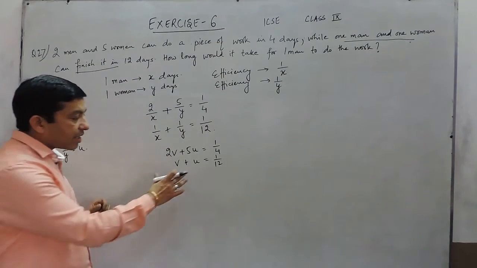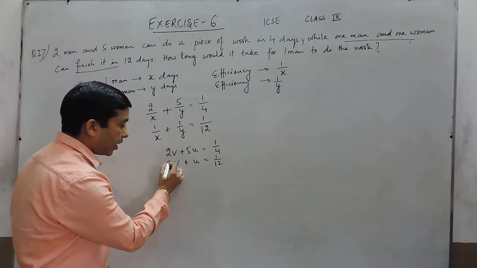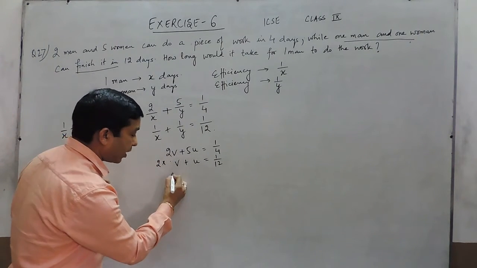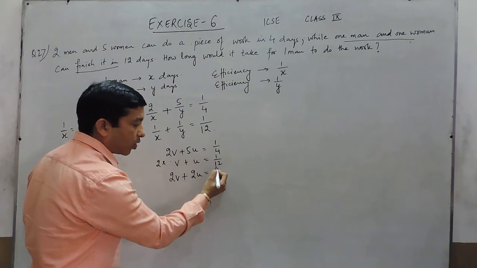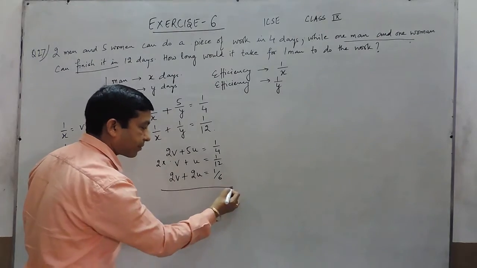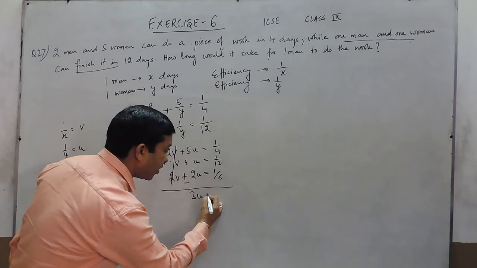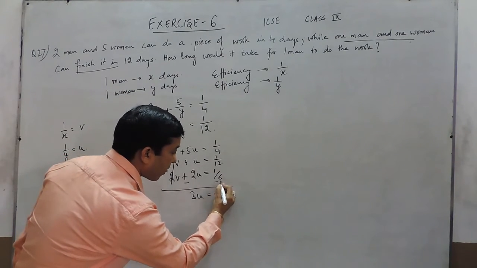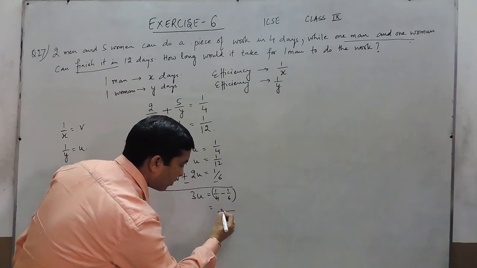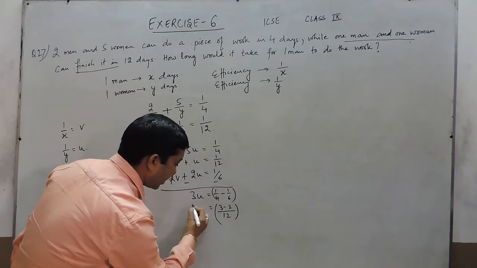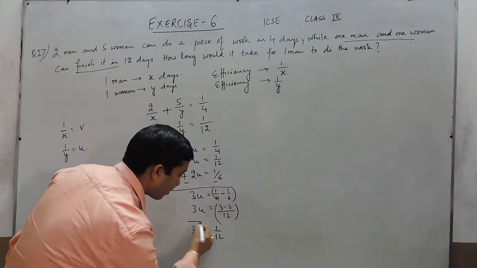When we multiply the second equation by 2 so that the coefficient of V becomes equal, it becomes 2V plus 2U is equal to 2 upon 12, which can be written as 1 upon 6. We subtract the two equations, V cancels out, and it becomes 3U is equal to 1 upon 4 minus 1 upon 6. Once we take the LCM as 12, it is 3 minus 2 over 12, so 3U comes out to be 1 upon 12.